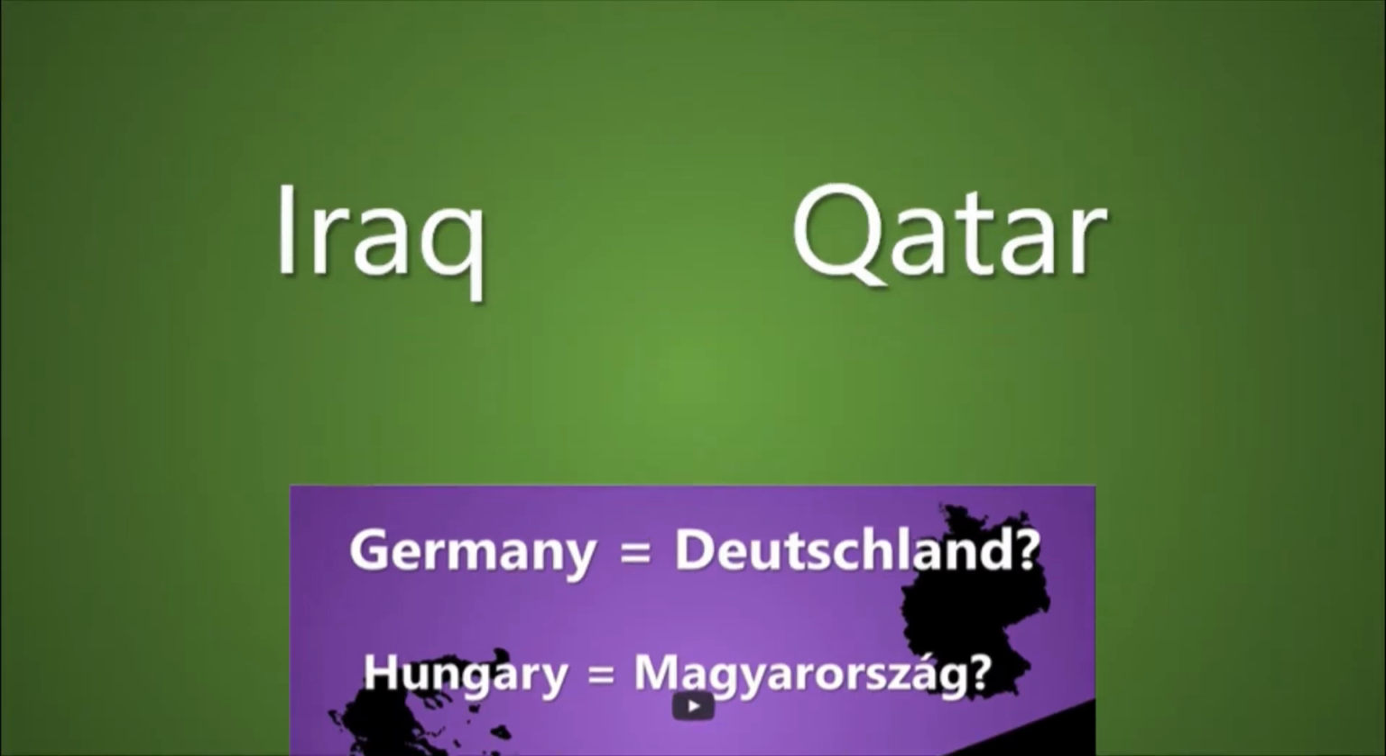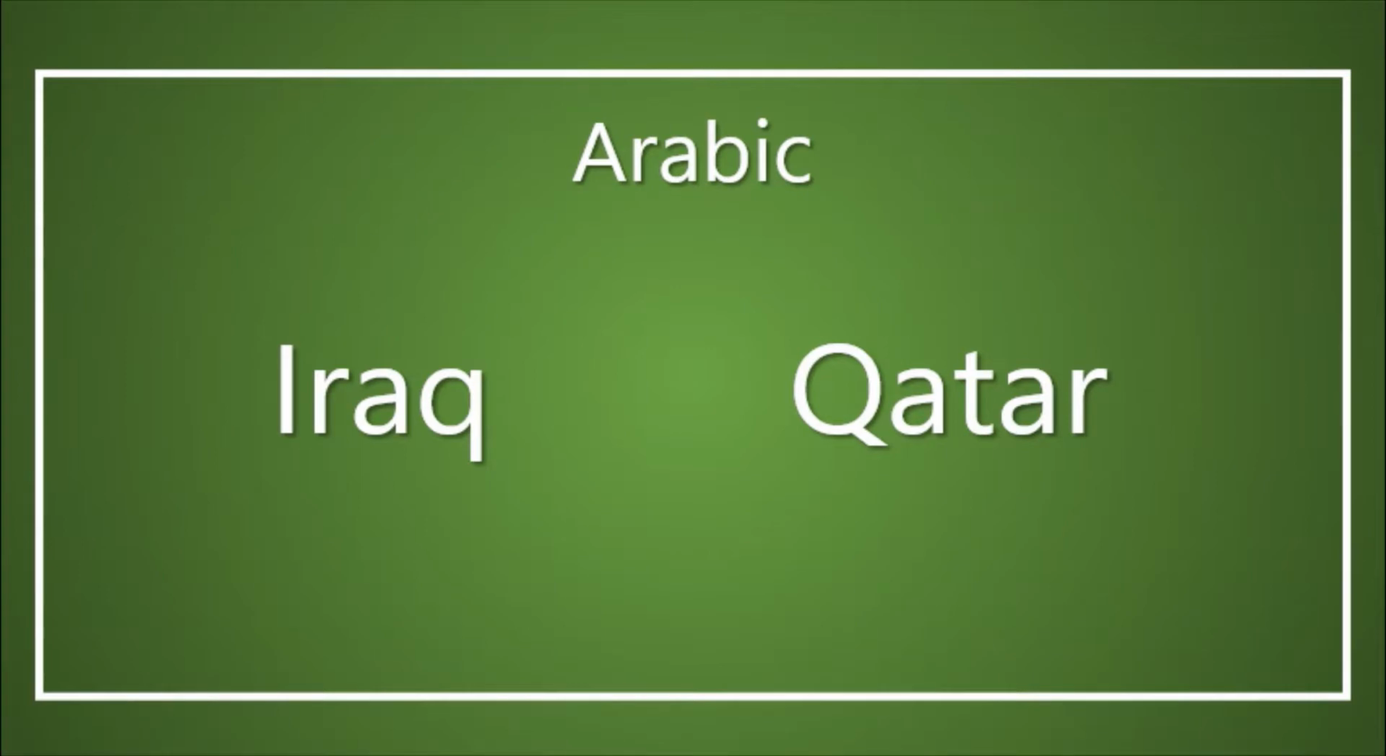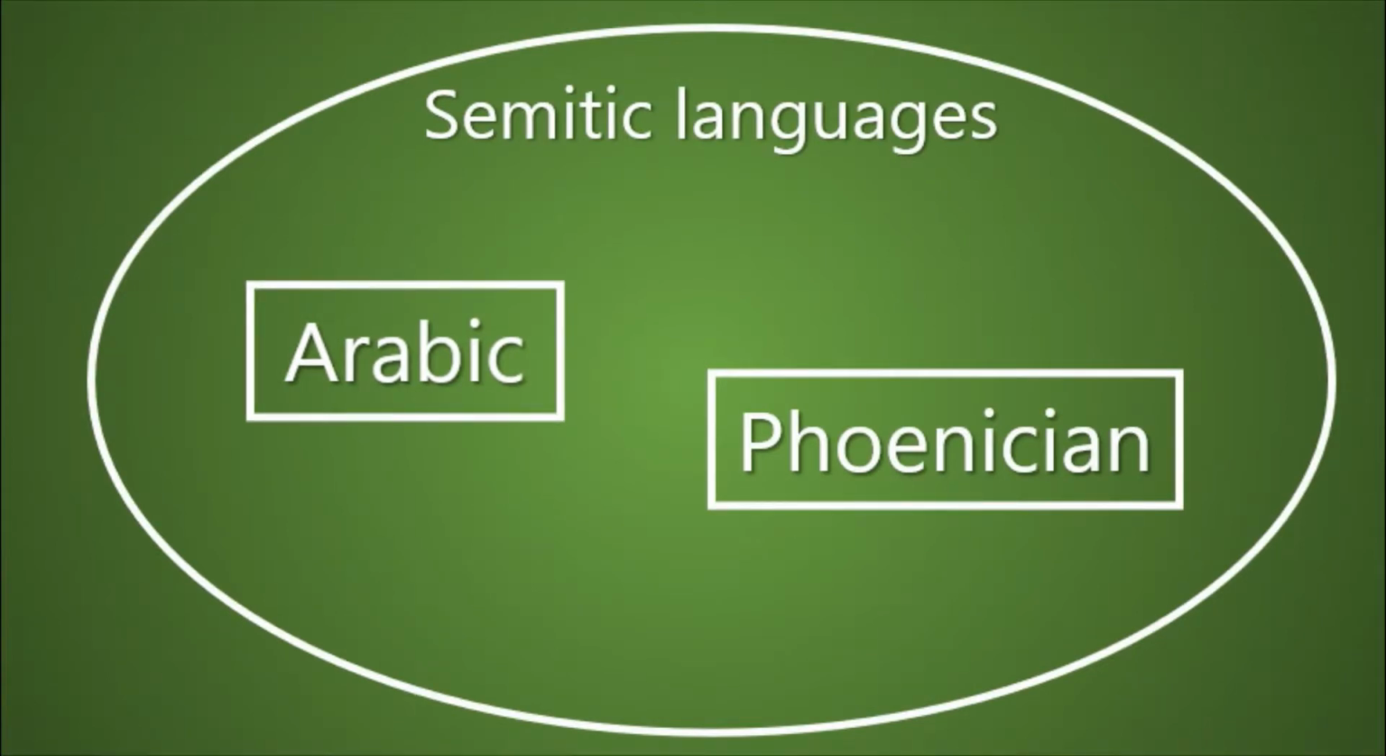In the case of Iraq and Qatar, these are both countries whose official language is Arabic. Why is this important? Because Arabic is in the same language family as Phoenician. They are both Semitic languages. Remember earlier in this video, when I said qoph, the ancestor of Q, represented a consonant sound in Phoenician we don't have in English. Arabic has this same sound. So when we adopt Arabic words into English, including country names such as Iraq and Qatar, we use the letter Q to represent this sound.